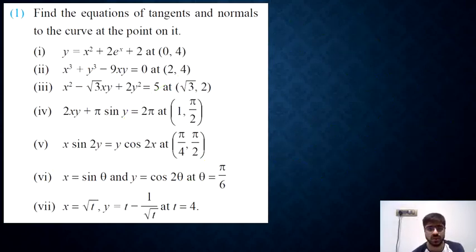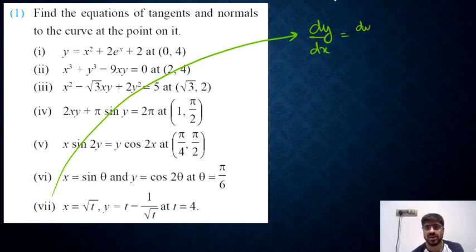We are going ahead with the seventh one. For the seventh one, we have parametric equations. So dy by dx will be written as dy by dt upon dx by dt.